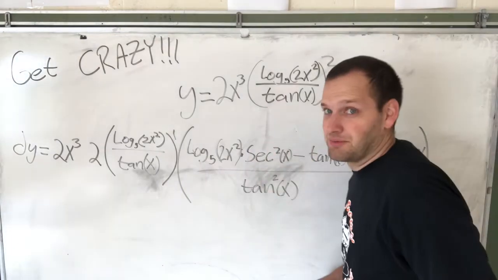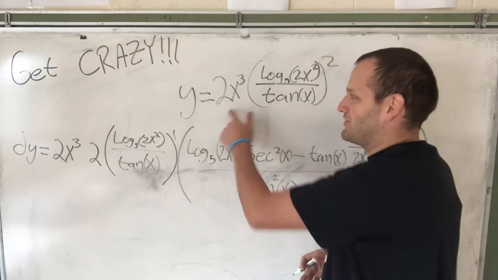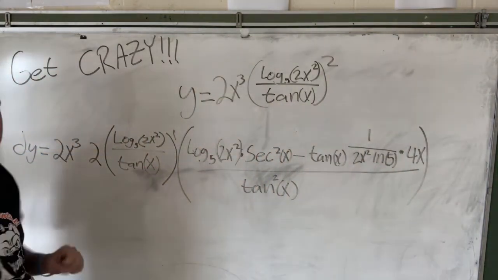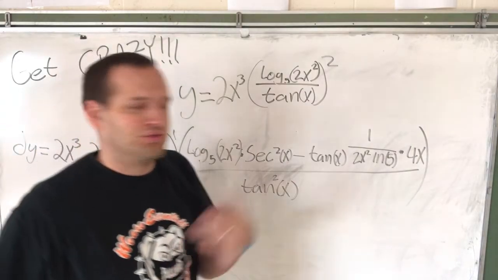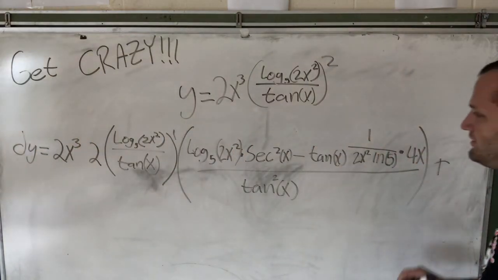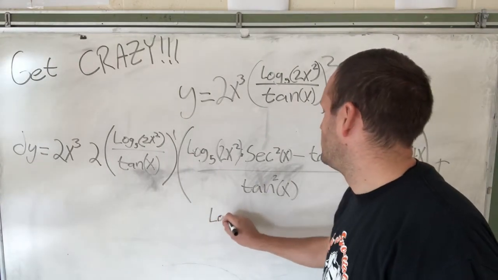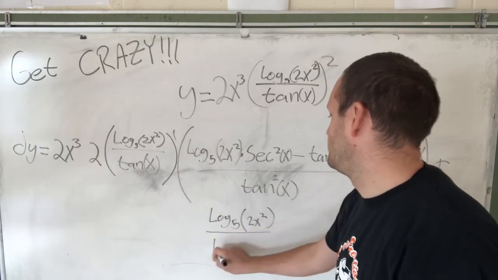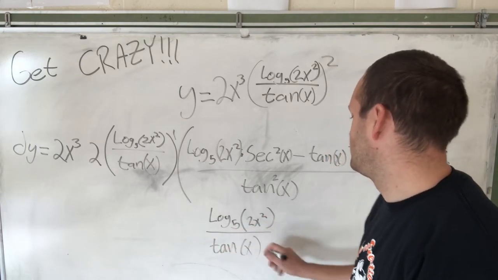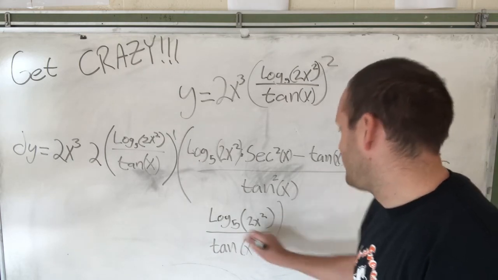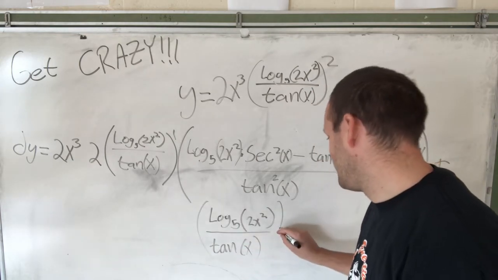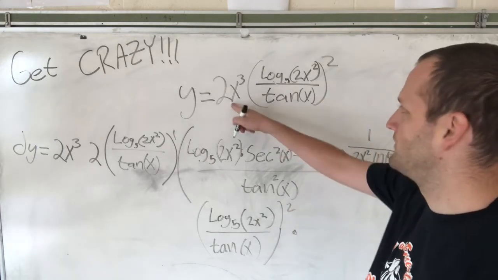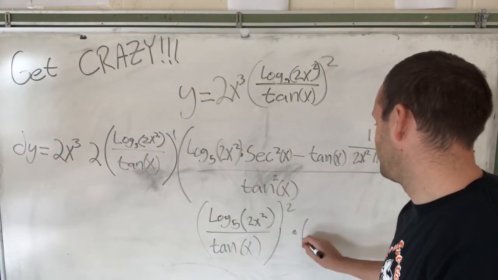So that was the first part of the product rule. If we stop here, we get it wrong, okay? Because remember, it's the first times the derivative of the second. This is a derivative of the second. But the second part of the product rule is you then have to add the second, which is log base 5 2x squared over tangent x squared times the derivative of the first, which is 6x squared.